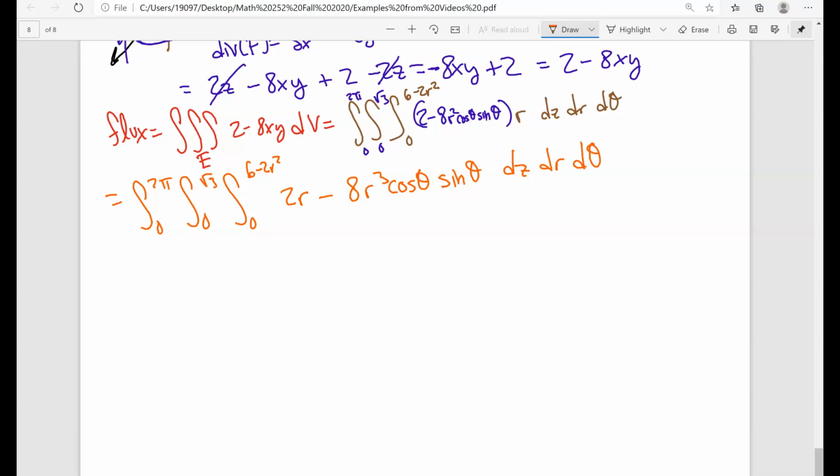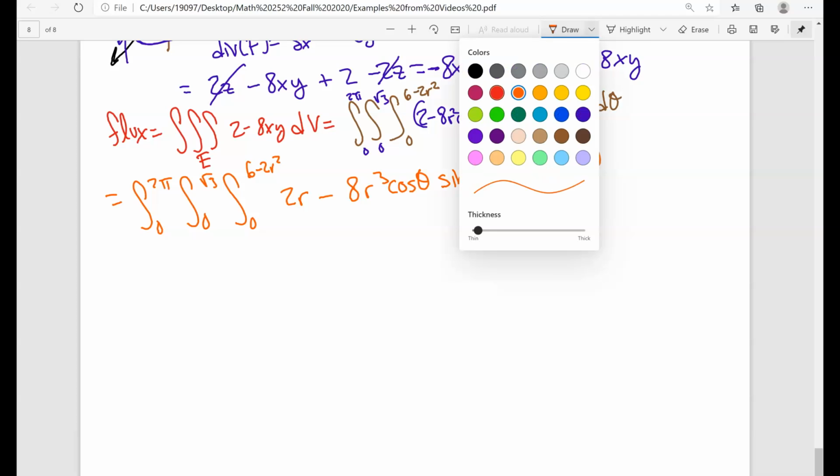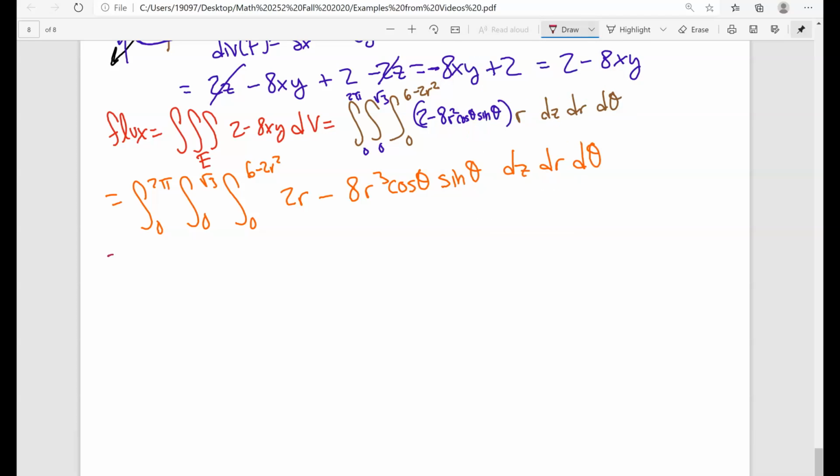Okay, so this integral is going to be a little gnarly. So let's take the antiderivative. The antiderivative of this guy is just going to be the triple integral from 0 to 2 pi, 0 to square root of 3. So you're going to get 2rz minus 8z r cubed cosine theta, sine theta, dr d theta, and this is from 0 to 6 minus 2r squared.